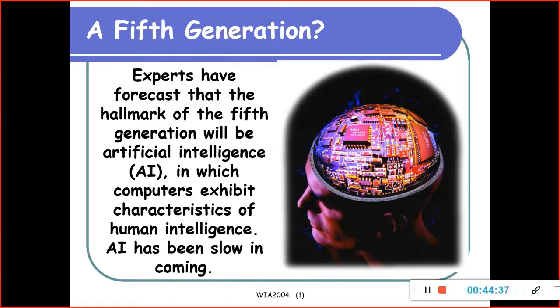AI has been slow in coming. Last time, yes, it was slow, but now it's rapid. Every system uses AI, mostly on the internet. Google uses AI, Facebook and so on. That's why they can know what you want to search or what your interests are, and they can suggest things to you. So these all use AI.